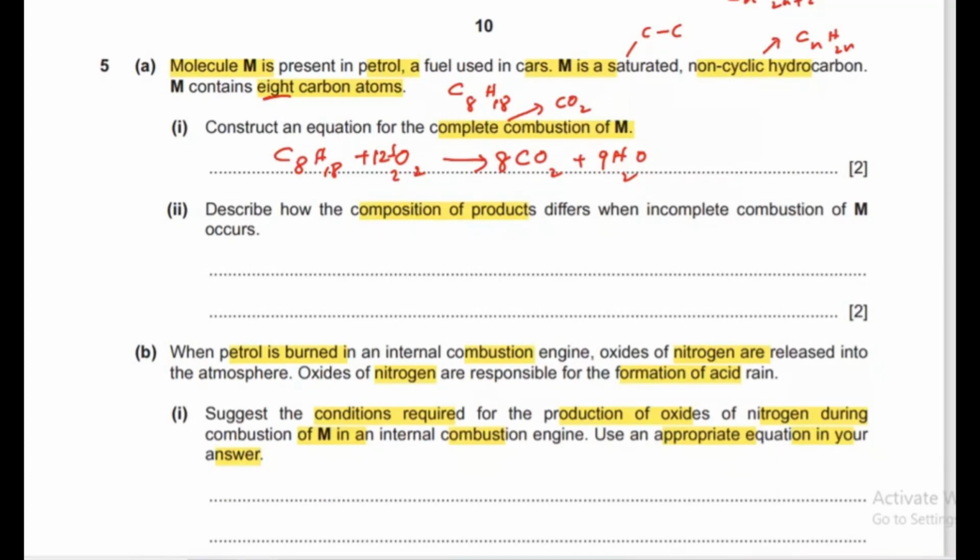Describe how the composition of the products differs in incomplete combustion. If there is incomplete combustion, we will get carbon monoxide instead of carbon dioxide, or we can say carbon monoxide along with carbon dioxide. And if we reduce the air more, we can get carbon as well, carbon soot. So carbon monoxide or carbon soot are the two products.